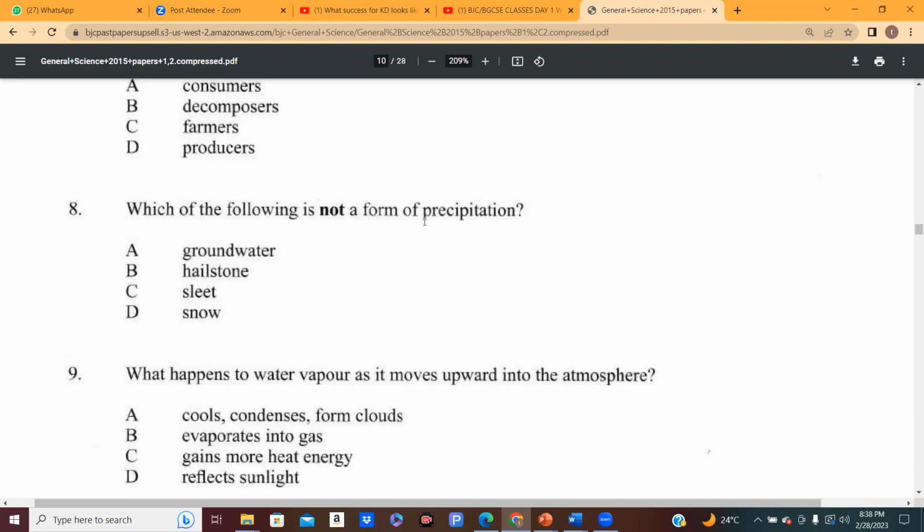Precipitation is water coming from the clouds in any state. It could be in the solid state as ice, or in the liquid state like rain. Once it's water coming from the clouds, that's precipitation, whether solid or liquid. Whether rain, sleet, hail, or snow, any of that is precipitation. Now, groundwater doesn't come from the sky. Groundwater is from the ground. So that's why it's not considered to be precipitation.